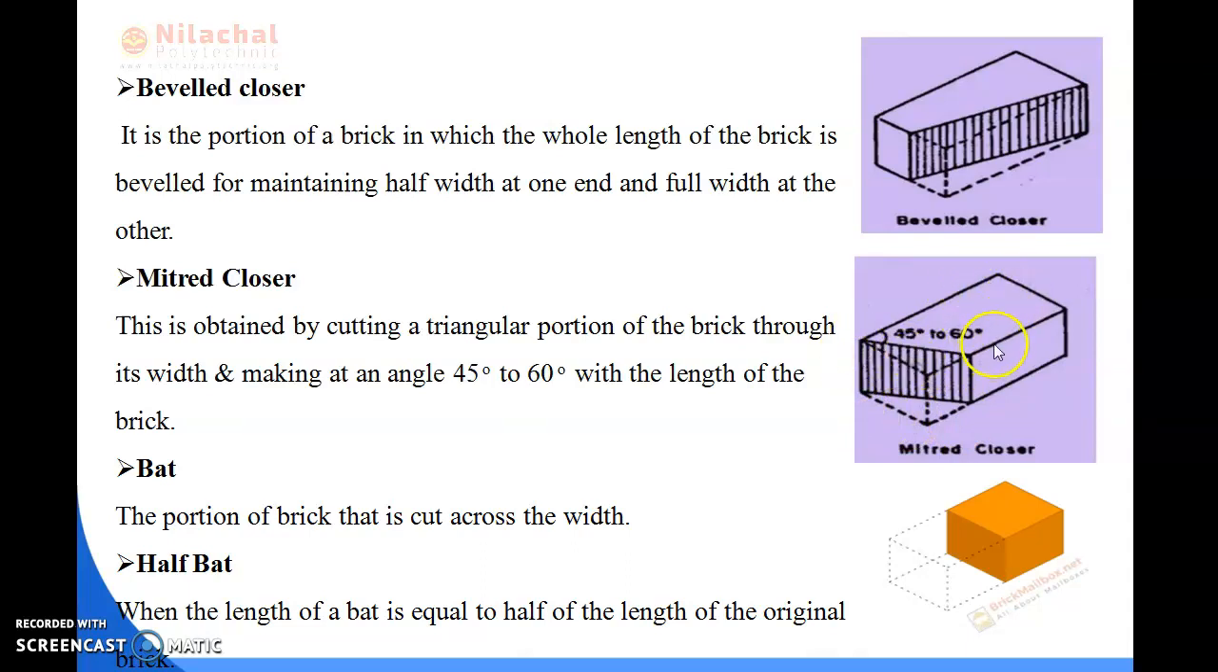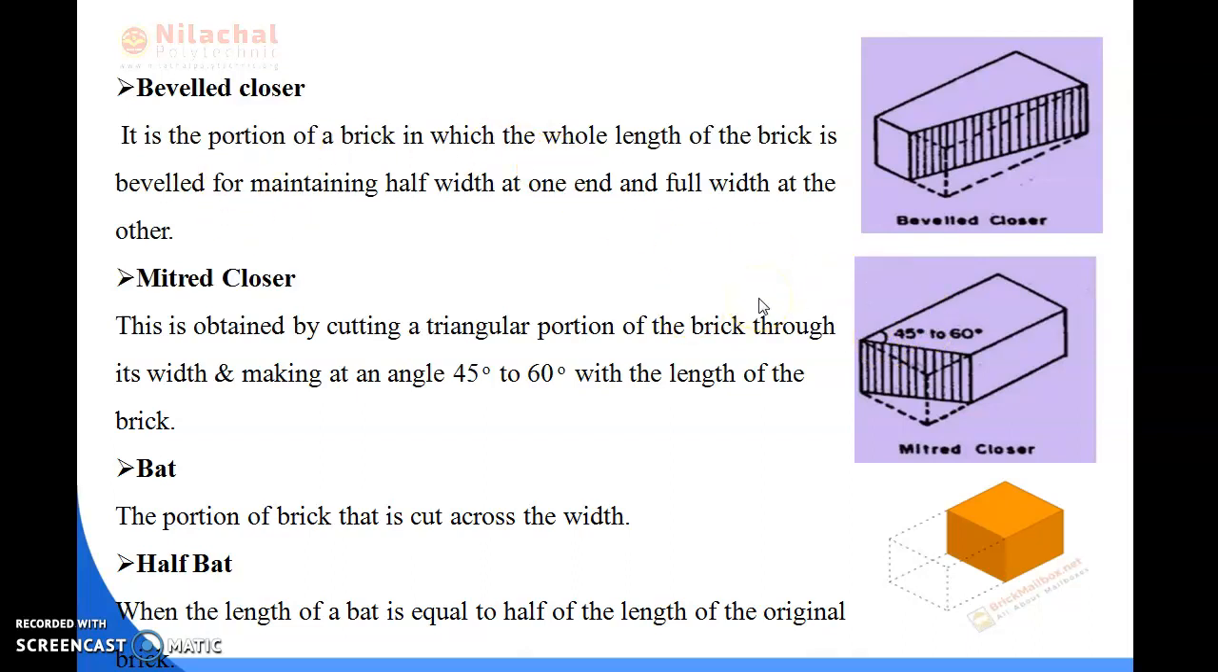How will we get this portion? We will cut the length part to half, and the breadth part in full. While cutting, it is a triangular portion, and this portion is left out. This is known as mitred closure. While cutting, it is at an angle of 45 to 60 degrees. So this is all about the types of closure.